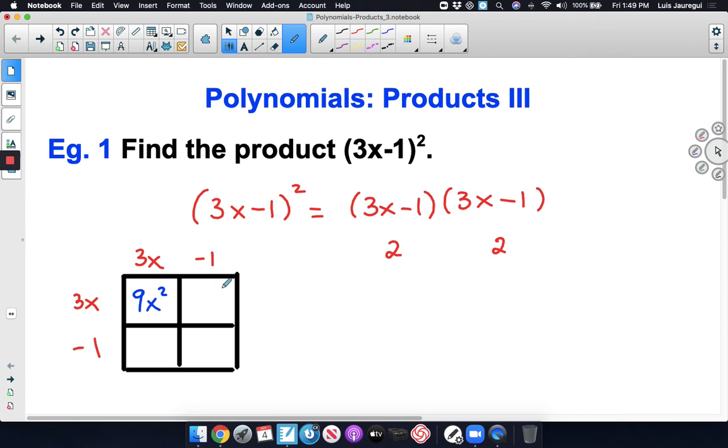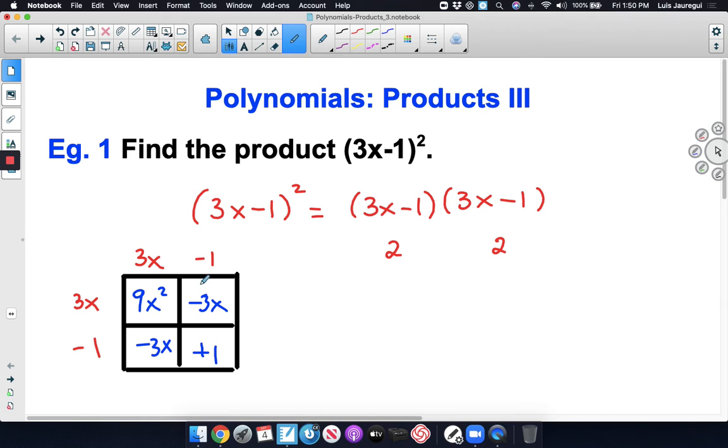The base is -1 and the height is 3x. So we have -1 times 3x, or 3x times -1, which is simply -3x. Then we proceed to the next section over here, and we have an area of -1 times 3x, which is -3x. And lastly, we come up with the area of this particular section. So we have -1 times -1, which becomes positive 1.